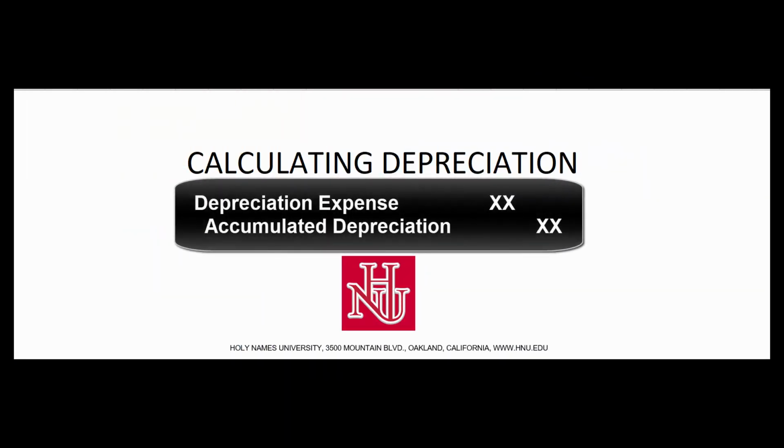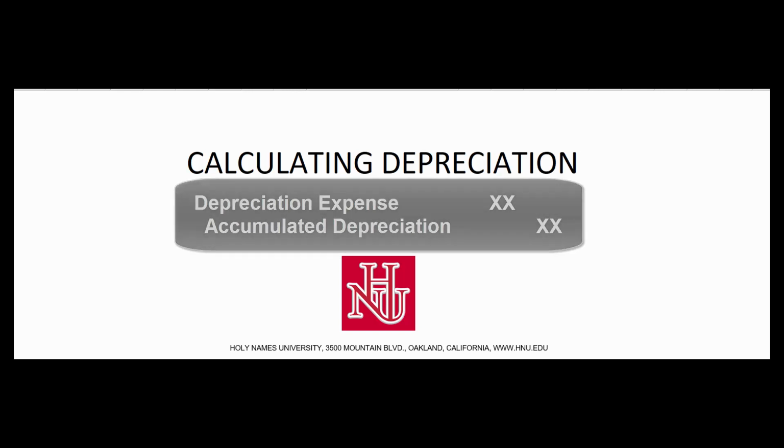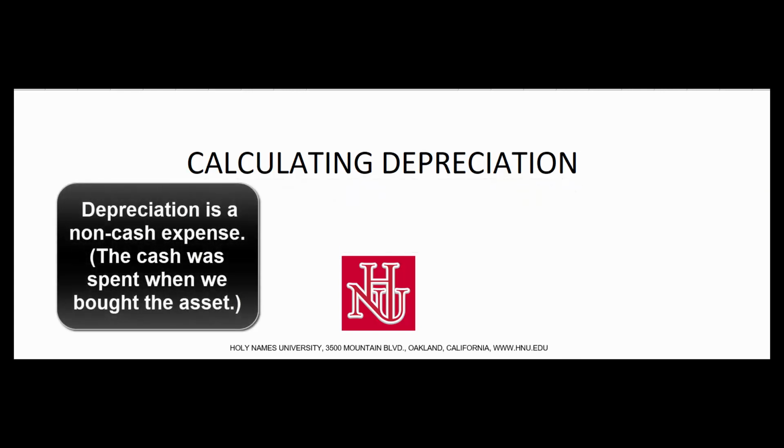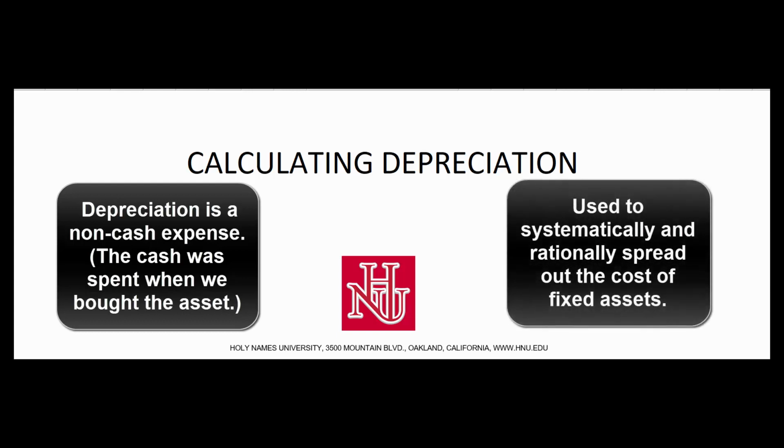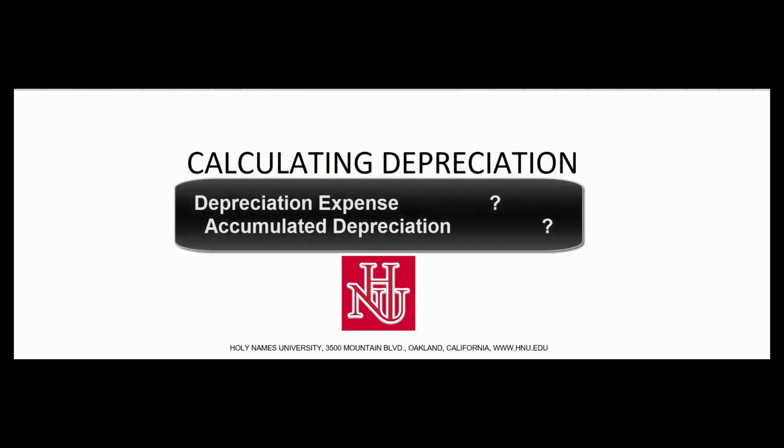Alright, by now everyone's memorized the journal entry for depreciation expense: debit depreciation expense and credit accumulated depreciation. So depreciation is a non-cash expense that systematically and rationally spreads the cost of our fixed assets out over their estimated useful life. So in this video, let's talk about what number goes into that journal entry: debit depreciation expense, credit accumulated depreciation.